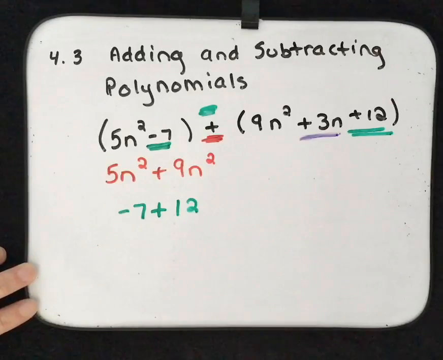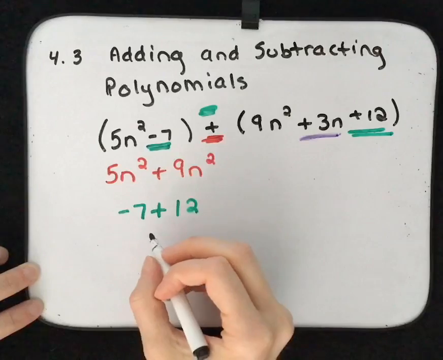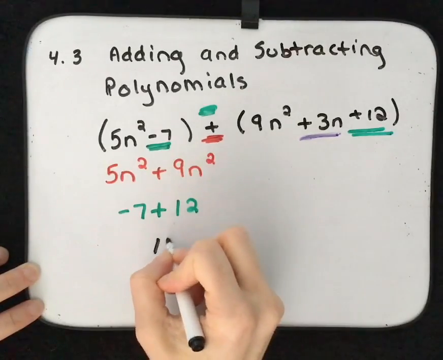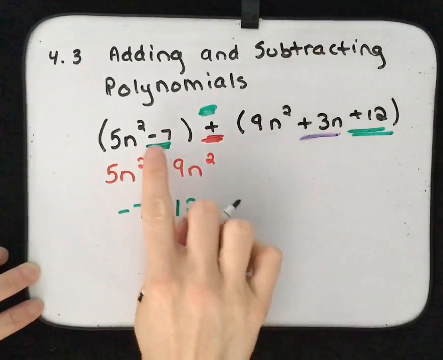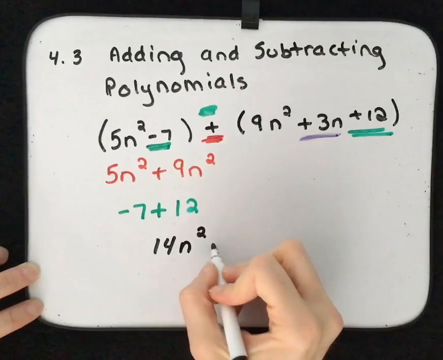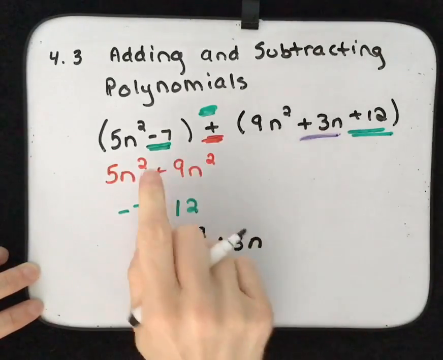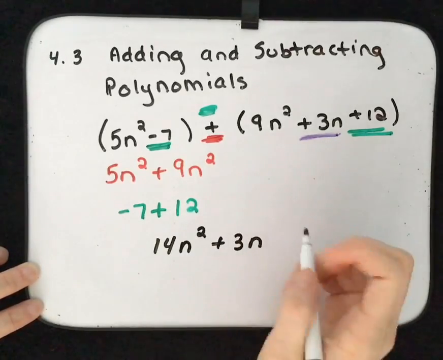When we combine all this together, 5n squared plus 9n squared. Well, 5 plus 9 gives us 14. So we're combining our like terms, 14n squared. We don't have any just n terms here, so we have 0 plus 3n. So that's just 3n. And then we have negative 7 plus 12. Negative 7 plus 12 gives us 5.